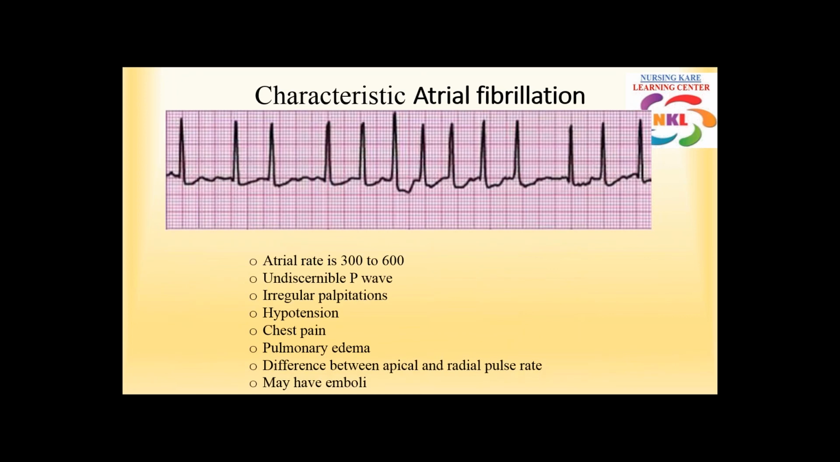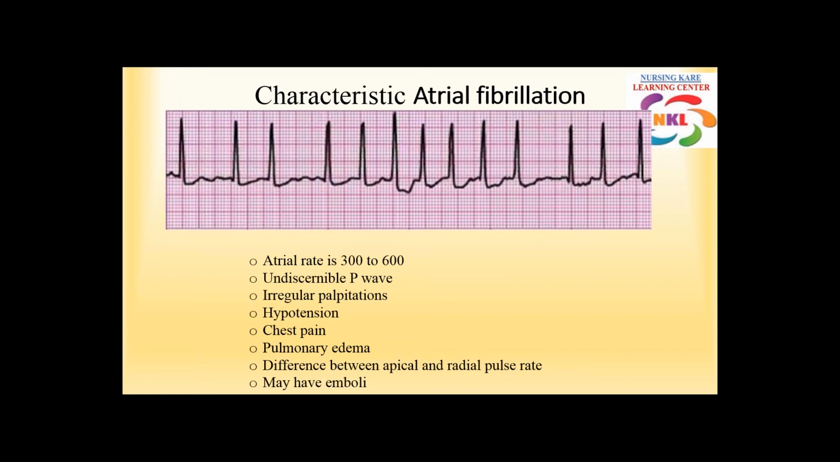So what will it look like when you're looking at the strip? Atrial rate will be 300 to 600. The P wave will be undiscernible, meaning that you cannot make out the P wave. Irregular palpitation. The person will have hypotension because remember, the blood leaves from the atrium to go to the ventricle. So if it's only quivering, that means the atrium is not contracting to squeeze the blood out to go to the ventricle. And remember that the left ventricle is the ventricle that sends the blood out to the rest of the body. So with it just quivering, the flow of blood will be decreased, thus hypotension.